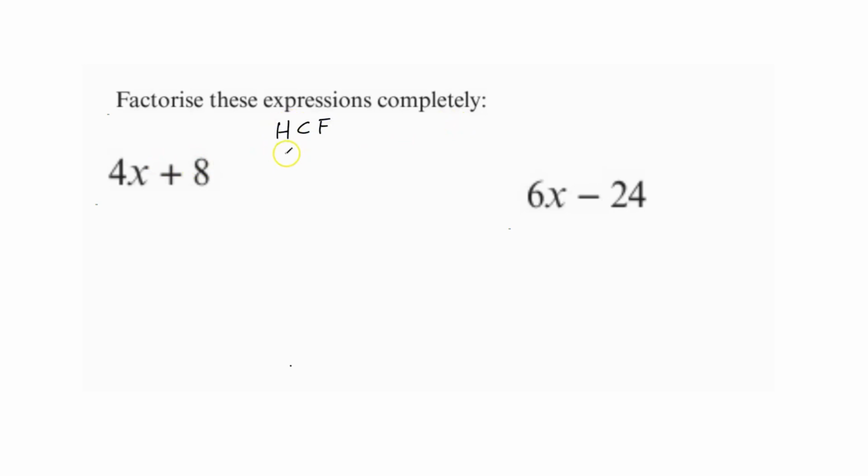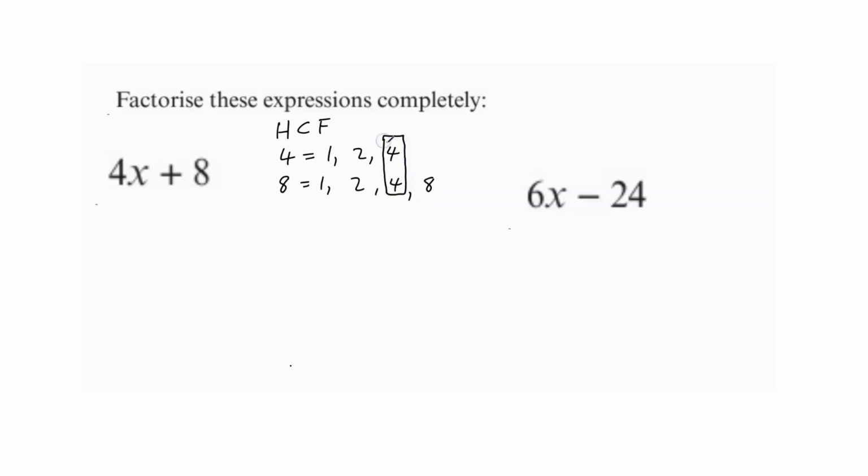So let us first list all the factors of 4. So we would have 1, 2, and 4. Let's now list all the factors of 8. So we have 1, 2, 4, and 8. So you can see here that 4 is the highest common factor here.